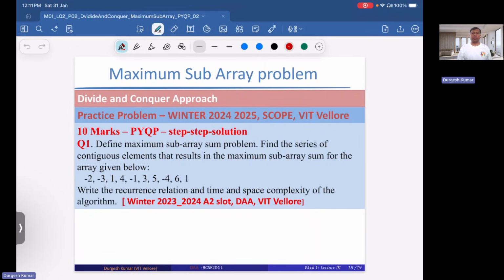Define the maximum subarray problem. Find the series of contiguous elements that result in the maximum subarray for the given array. The array elements are -2, -3, 1, 4, -1, 3, 5, -4, 6. Write the recurrence relation and the time and space complexity of the algorithm.